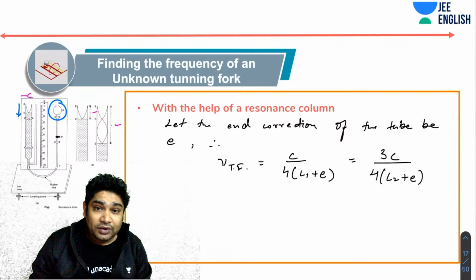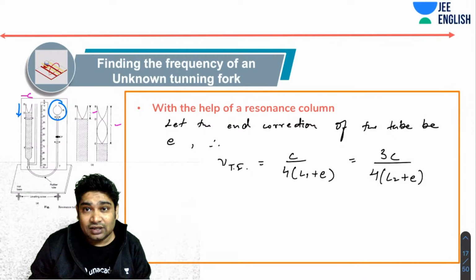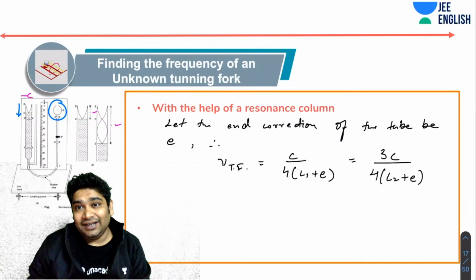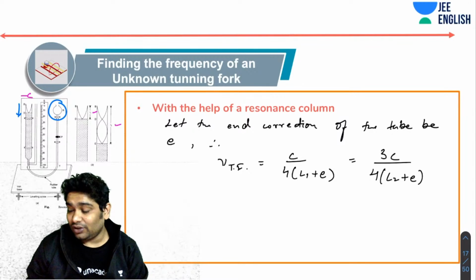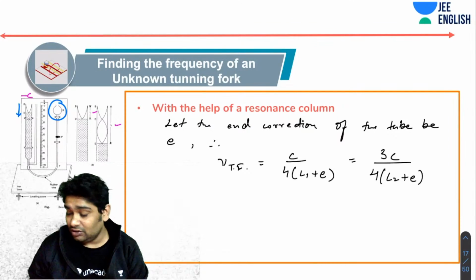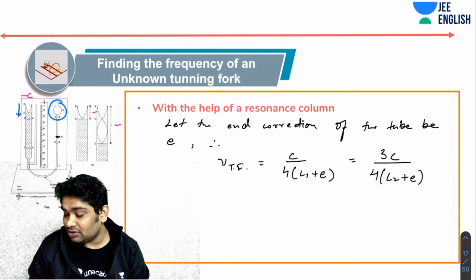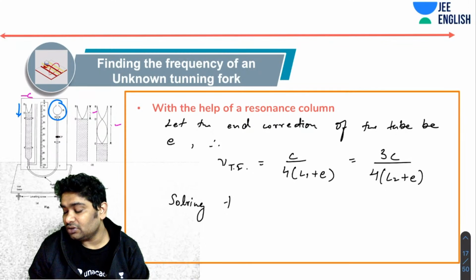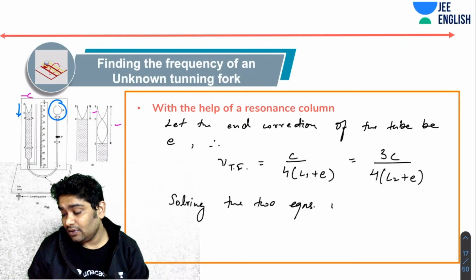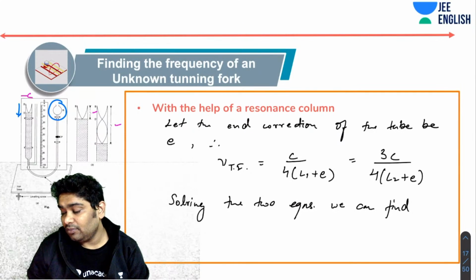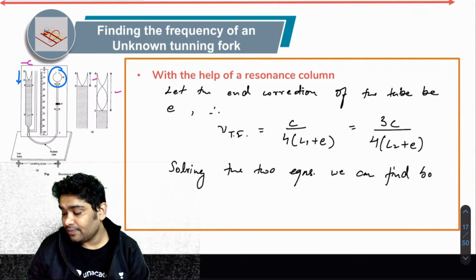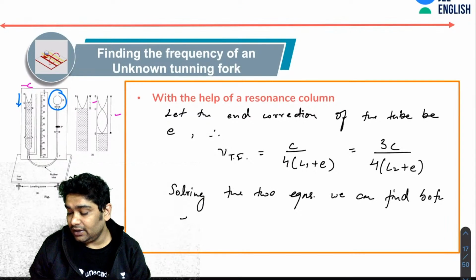So I have these two equations. From these two equations, I will solve for E and nu of tuning fork. Okay, so I have two equations and two unknowns. Solving the two equations, we can find both E and nu of tuning fork.